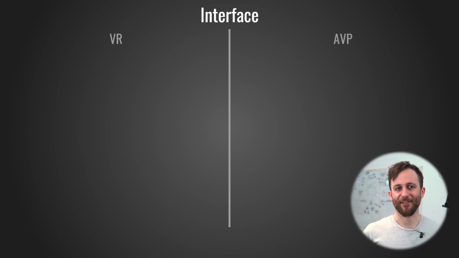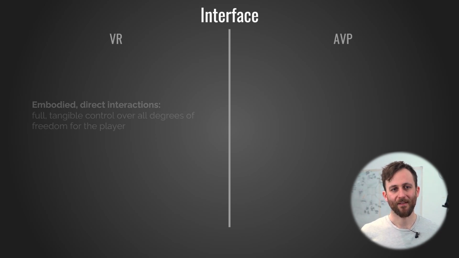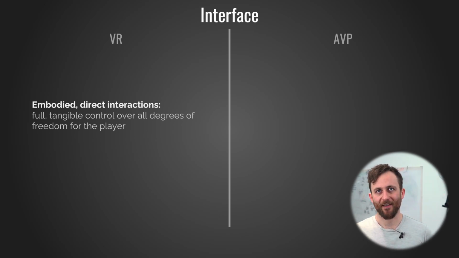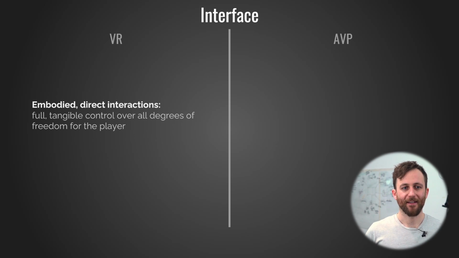All right, let's talk about interface. For VR, the way user interfaces have been tending to in the last years has been this embodied direct interaction paradigm. It's full tangible control over all degrees of freedom for the player. So people can grab stuff, they can translate it, move it around, they can rotate everything. And they have very much the same level of control almost that they would have in real life.